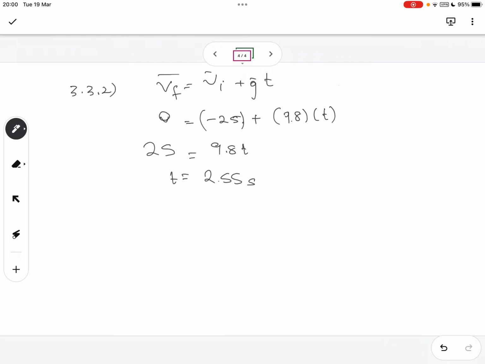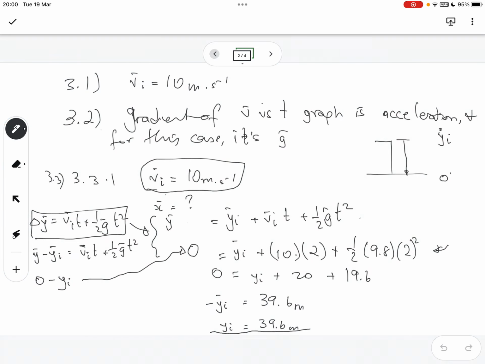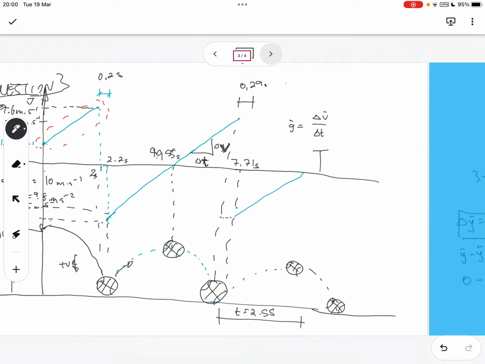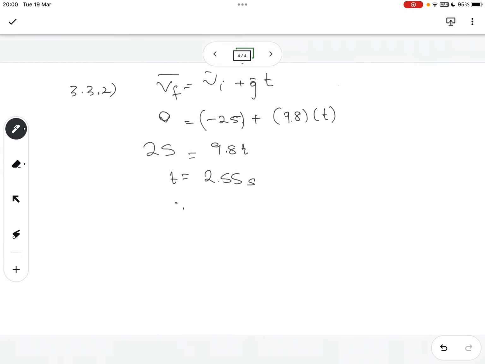Because that is the time that the ball moves over here. Remember our sketch of the ball bouncing? 2.55 seconds is this time here. Oh, we need to add the 8. Yes, excellent. Therefore, t is 8 seconds plus 2.55, which is 10.55 seconds.